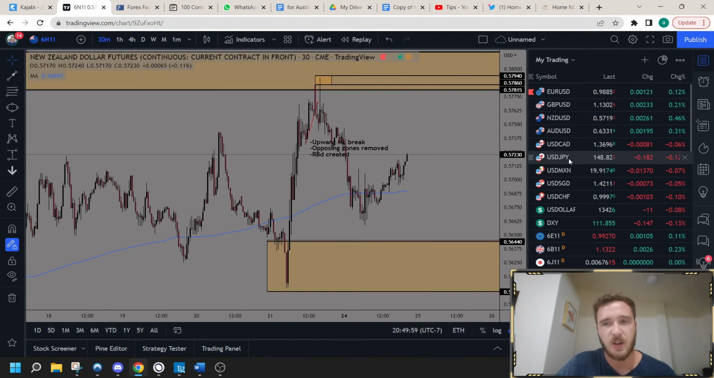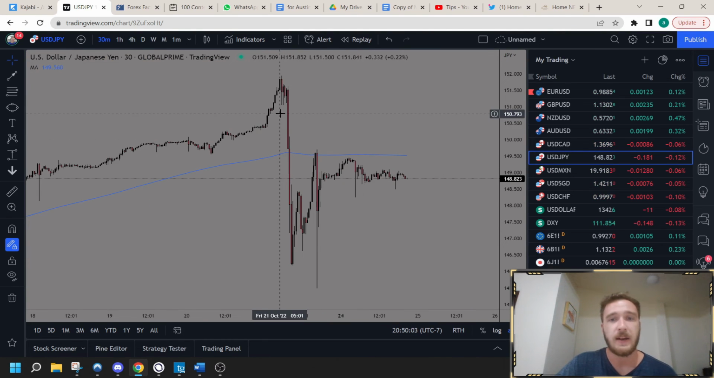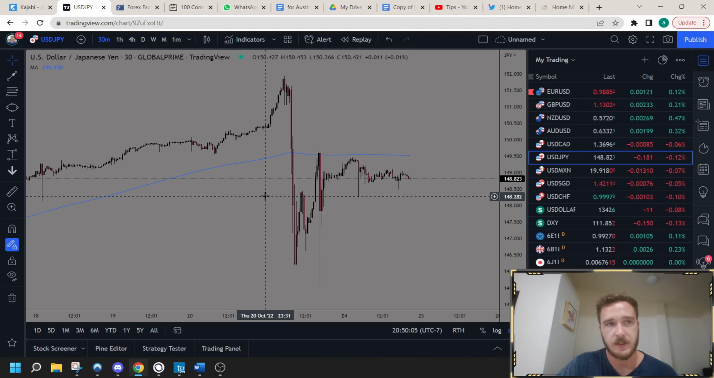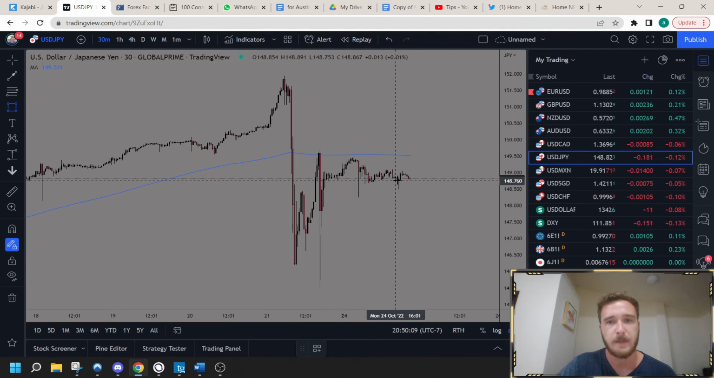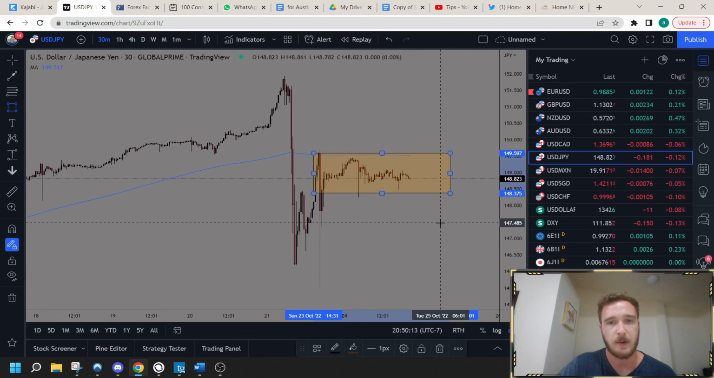Let me give you guys a quiz. Let's go to, say, USD yen, and I want you guys to identify any zones that you see right here. This is a very easy one. All right, where would you see a 30-minute supply zone? I hope nobody is talking about this area.